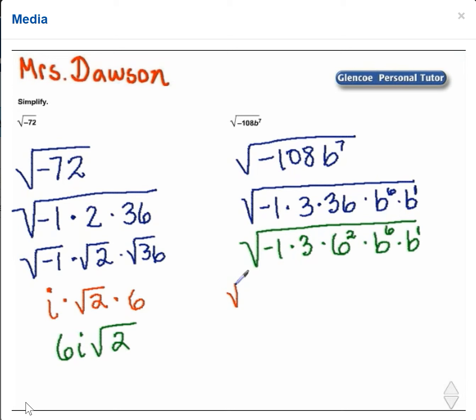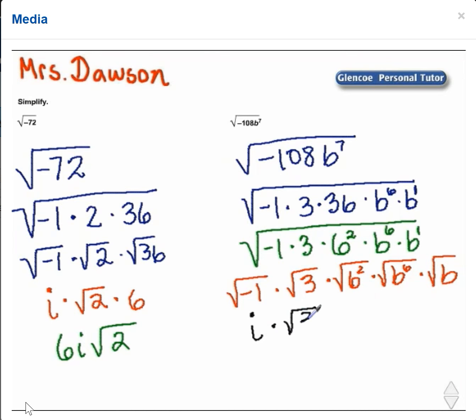Breaking each one of these factors apart, we can take the square root of negative 1, multiply that by the square root of 3, multiply that by the square root of 6 squared, multiply by the square root of b to the 6th, and last multiply by the square root of b. And simplify each one. The square root of negative 1 is the imaginary number i. The square root of 3 is irrational and does not simplify. The square root of 6 squared is 6.